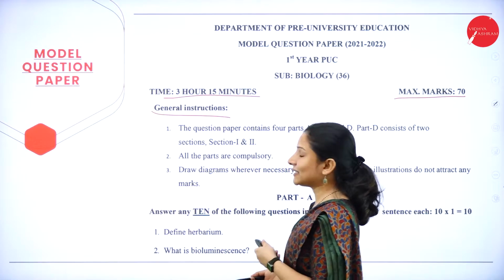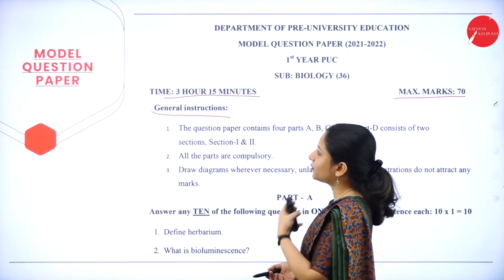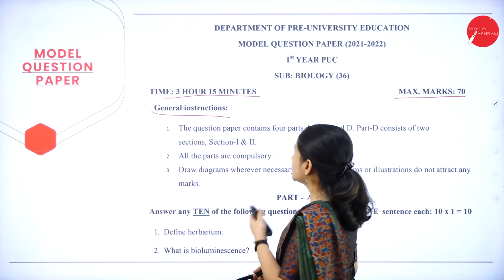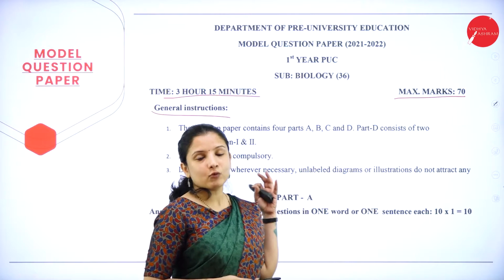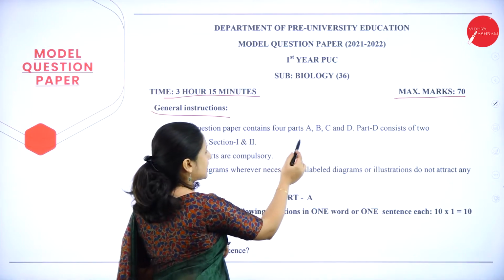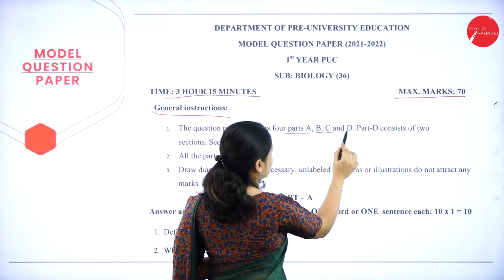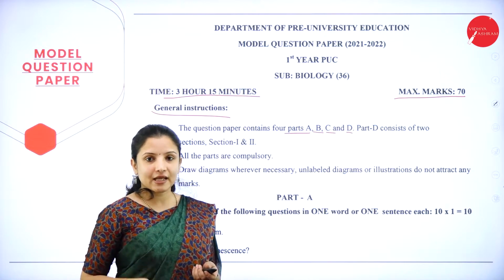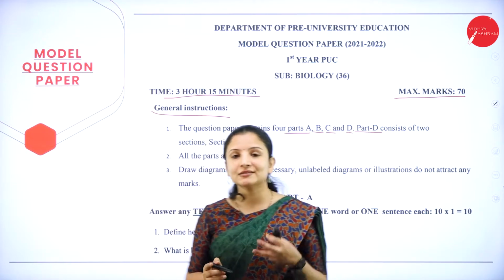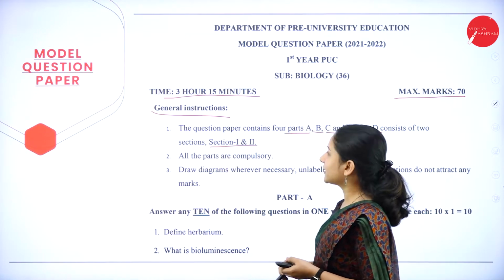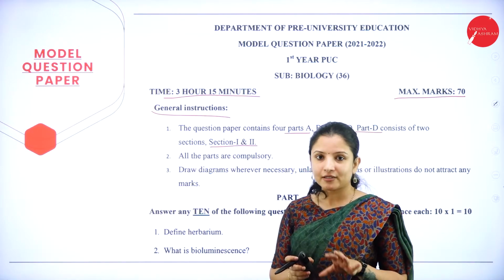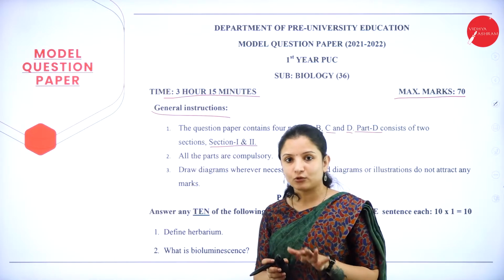So moving on to the general instructions. Here they have given 3 important points for general instructions. Please read them very, very carefully. They have mentioned exactly how the question paper is divided. The question paper contains parts A, B, C and D. It's divided into 4 parts. Here part D actually consists of 2 sections, that is section 1 and section 2. Though it contains 2 sections, both the sections carry 5 marks only. That is, 5 mark questions will be asked out of it.